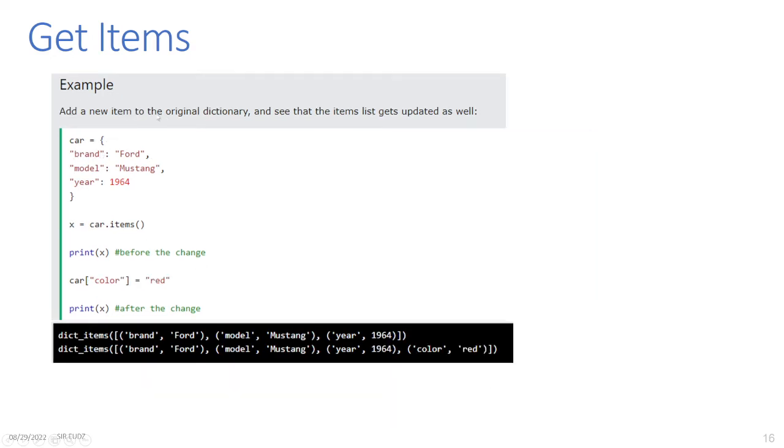Add a new item to the original dictionary and see that the items list gets updated as well. So similar with values and keys. So we have car, again, the original value. Get items, so this is the original item. Print X, so it will print the original items. Now we add a key and a value. So car color, that's the key, equal to red, that's the value. So we print X, so that will be added to X automatically.